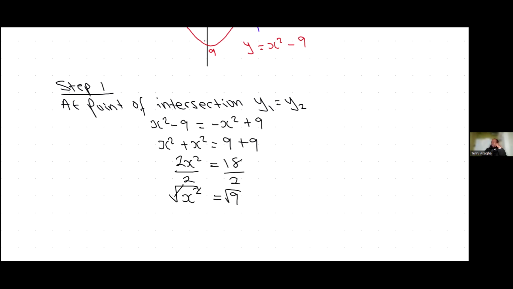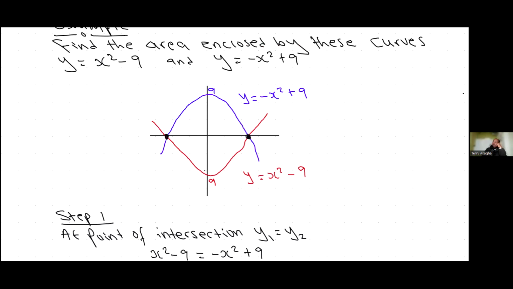So x is going to be equal to plus or minus 3. So therefore, x is going to be equal to 3 or minus 3, and that will be the answer for that. Okay? So the point of intersection is at x equals 3 and minus 3. So without being rocket science, you can know that this part is going to be the negative 3 here, while this part is going to be the positive what?